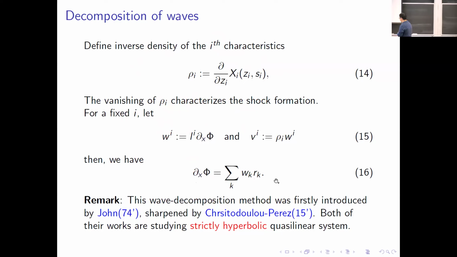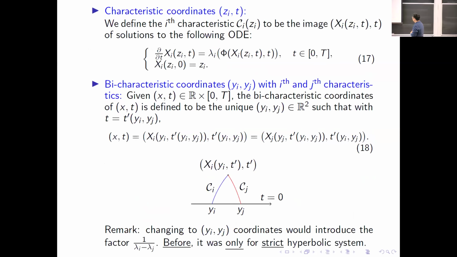The wave decomposition method was first invented by John in 1974, and sharpened later by Christodoulou and Perris in 2015. But both works studied strictly hyperbolic systems. Our work generalized this method to the non-strictly hyperbolic scenario, and also to the ill-posedness result. Okay, so we will use two types of coordinates.